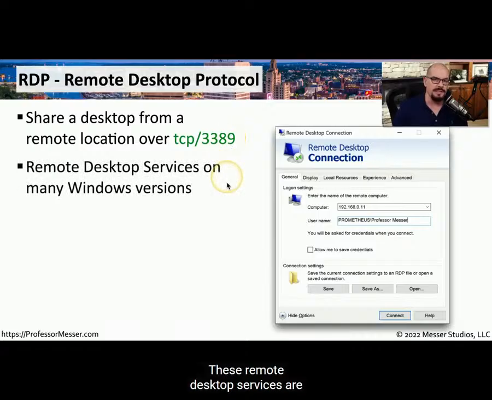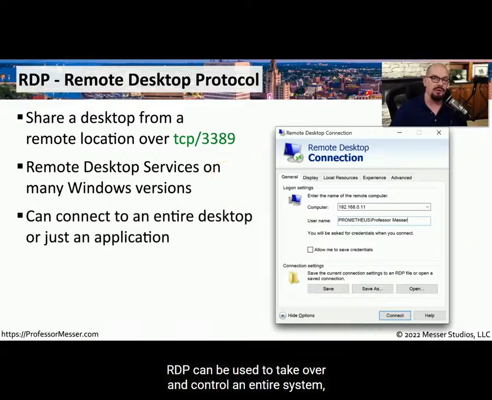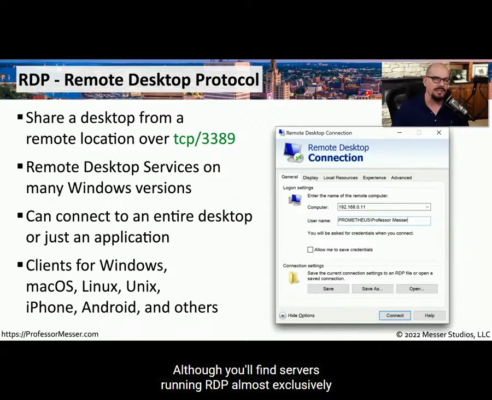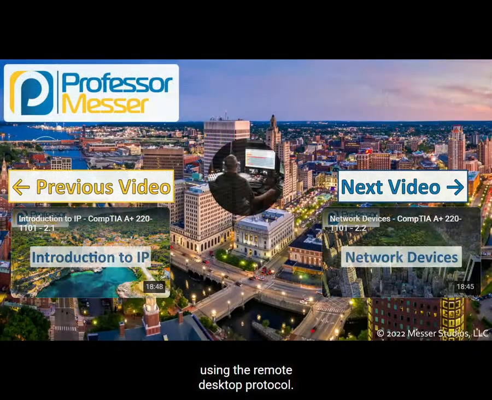These remote desktop services are available in many different editions of Windows, and if you're using Windows today, then you probably have built into the operating system the ability to connect to or receive a remote desktop session. RDP can be used to take over and control an entire system or just to run a single application from that server. Although you'll find servers running RDP almost exclusively on Windows, there are clients that you can run on almost any operating system. So if you're running Linux, Mac OS, Android, or any other operating system, there's probably an application you can load that will allow you to connect to a Windows device using the Remote Desktop Protocol.